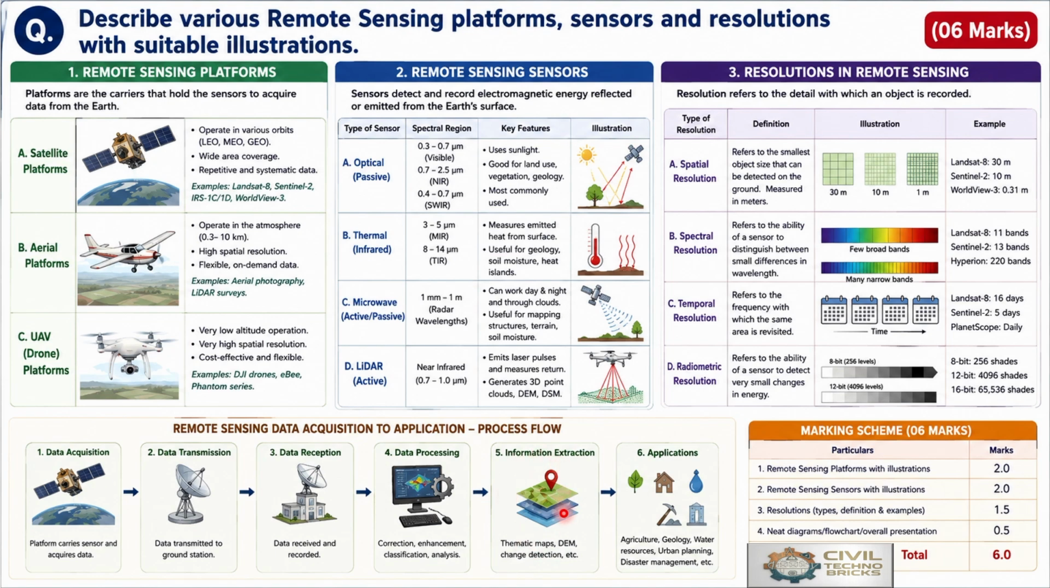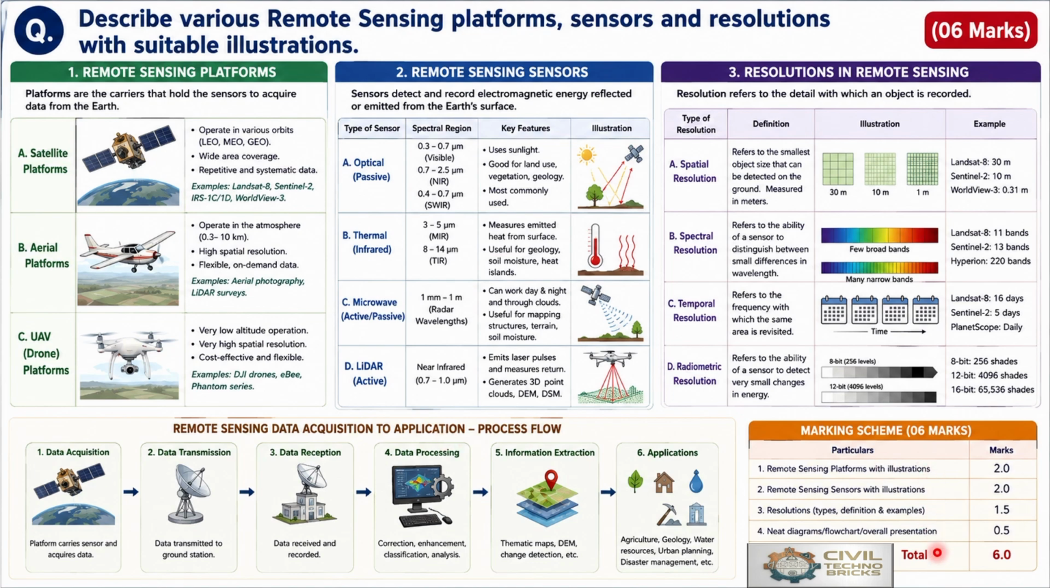Then information extraction with reference to the layer point of view, that is thematic map preparation, digital elevation model, change detection, digital surface model, terrain model; each and everything will be used to extract the data which will be processed on the basis of these three basic steps. After that we get the output, that is the application point of view or the report generation in graphical format or tabulated data format, where agricultural, geological, water resource, urban planning, disaster management, each and every construction domain will use this type of process for data acquisition from the application point of view.